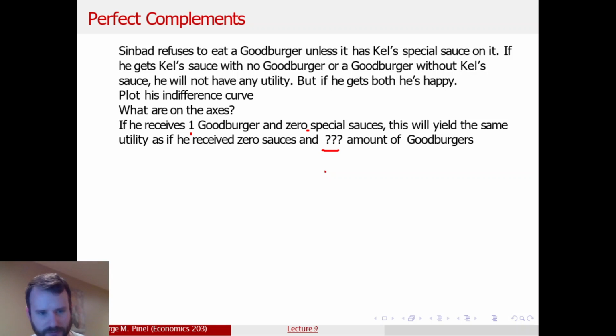So remember, Sinbad will only eat a good burger if it has special sauce. So if he has 100 good burgers and 0 special sauces, it's the same as having 1 good burger and 0 special sauce. It's the same as having 0 good burgers and 0 special sauce. So any amount of good burgers with 0 sauces doesn't matter. It yields him no utility.